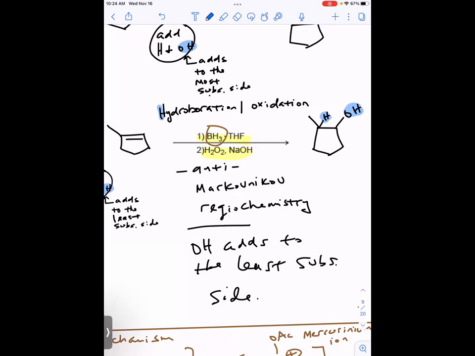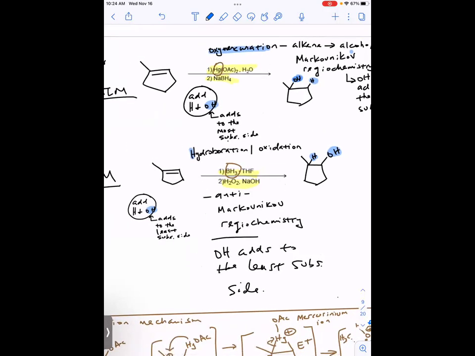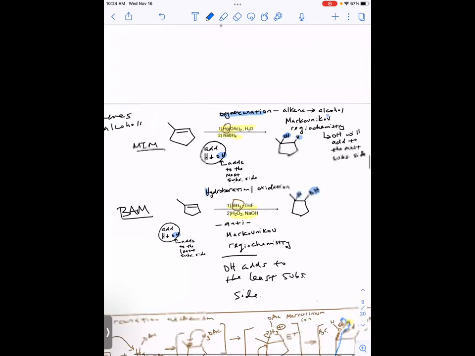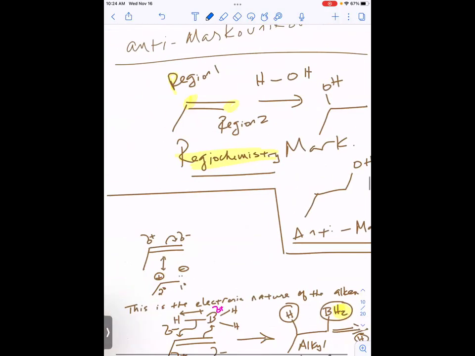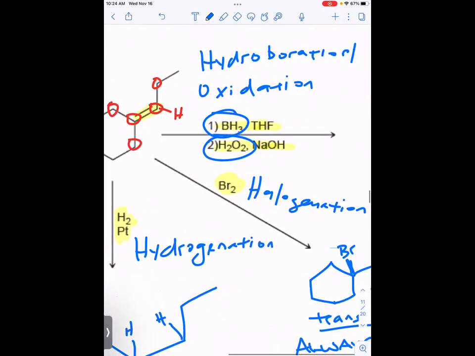With anti-Markovnikov regiochemistry, meaning the OH is on the least substituted carbon and the H is on the most substituted carbon. So let's go back. What's the product going to look like? Where's the OH going to be? And where's the H going to be for this example?